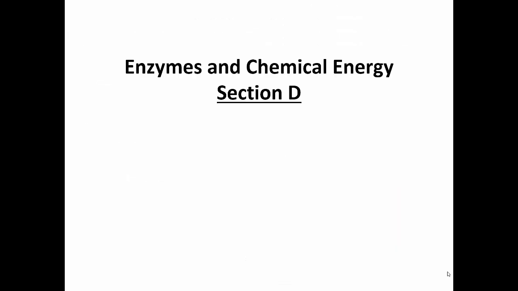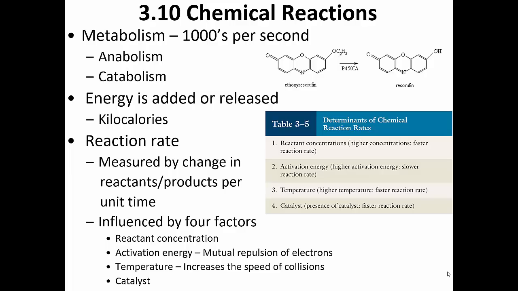In section D of chapter 3, we get to talk about enzymes and chemical energy. In section 3.10, we talk about metabolism. Metabolism is collectively the thousands of chemical reactions that occur per second within a cell and result in both the overall production of molecules within a cell and the overall consumption of ATP by that cell.